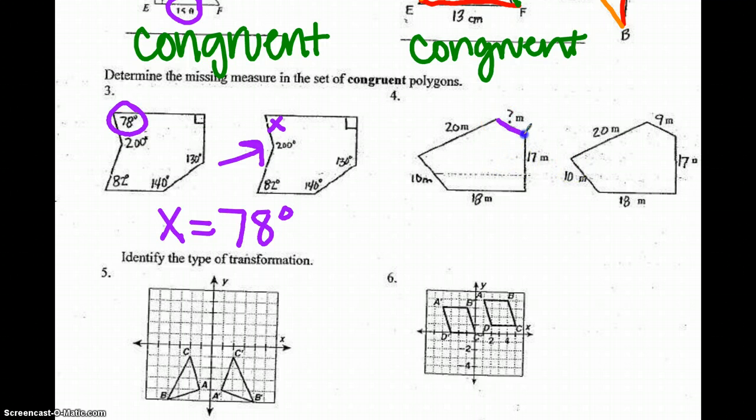Same thing goes for here. I need to find this missing side. And I look on my other shape. Now remember, sometimes these shapes can be rotated. I look on this other shape and I notice that this side is the corresponding side to the first shape. And so the missing measurement, I'm going to call it X instead of question mark, X is equal to 9 meters.